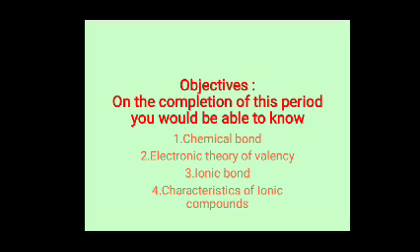Third one, ionic bond. What is an ionic bond? How is an ionic bond formed between atoms? Fourth one, characteristics of ionic compounds. These topics are discussed in this period. First, chemical bond. Second, electronic theory of valency. Third, ionic bond. Fourth, characteristics of ionic compounds.